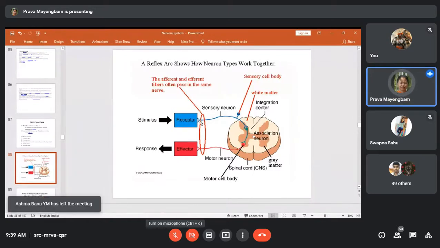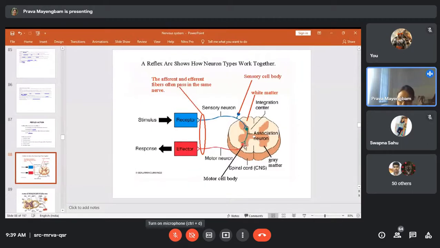Here what you have to remember is the sensory signals will be entering through the dorsal horn and the motor neuron will be coming out from the ventral horn. And where will the association neuron be present? The association neuron will be present in the gray matter of the spinal cord. Okay, this much you have to remember. So the stimulus goes to the receptor, then through the sensory neuron, then to the association neuron, then to the motor neuron, to the effector organ in the form of response. This arc is called a reflex arc.